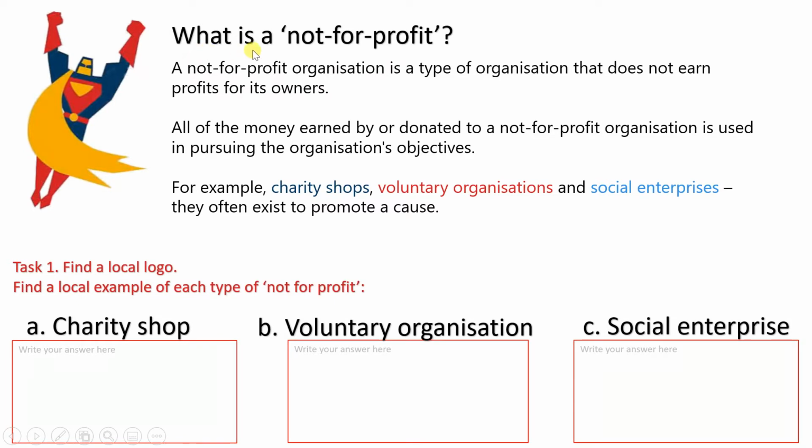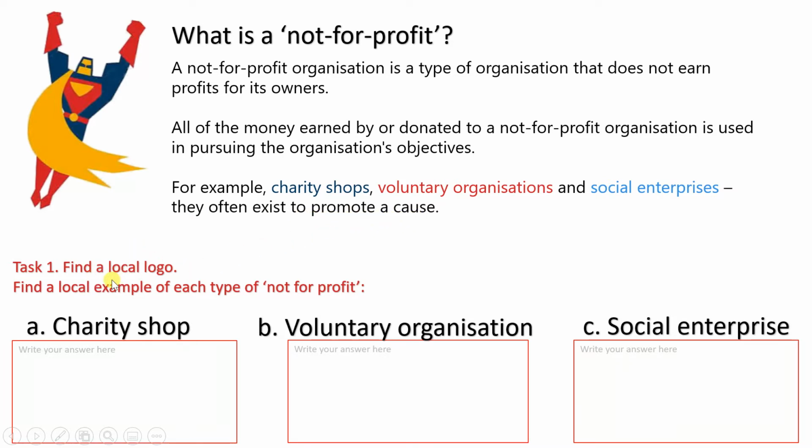Well, here we go. What is a not-for-profit? A not-for-profit organisation is a type of organisation that does not earn profits for its owners. All of the money earned by or donated to a not-for-profit organisation is used in pursuing the organisation's objectives. For example, charity shops, voluntary organisations and social enterprises. They often exist to promote a cause.